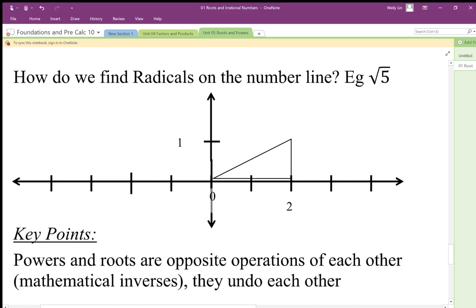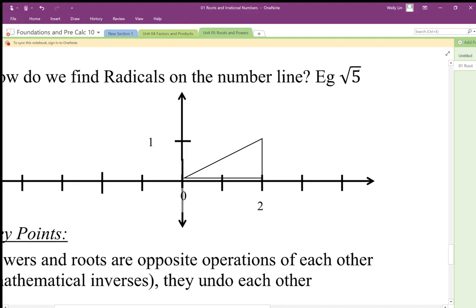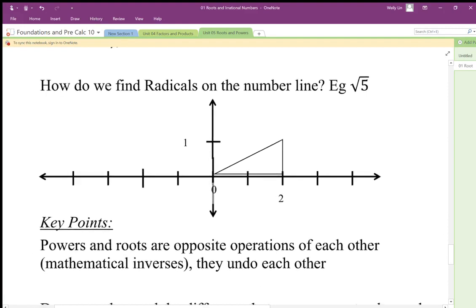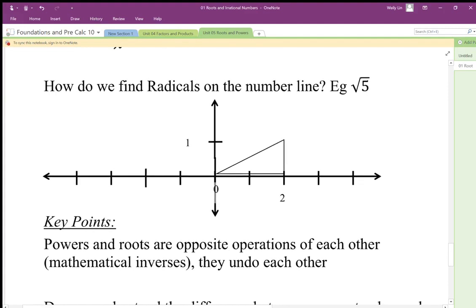When we work out the decimal value of this, it's kind of easy to see, because it's easy to put decimals on a number line. So we get square root 5 is 2.236... But how can we find it exactly on the number line? Because there's no end to this decimal.